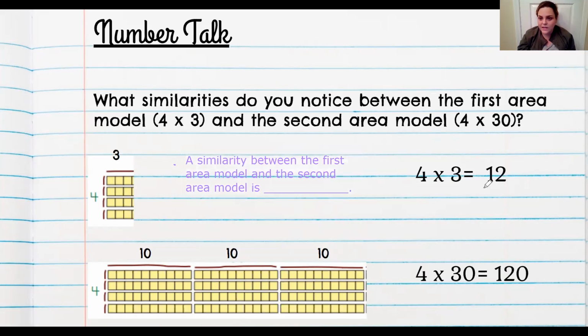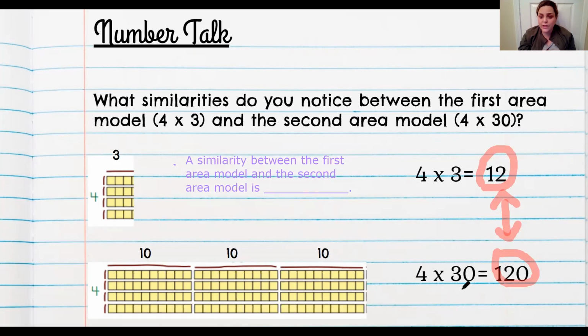It gave you 12. And then when you see the second area model, 4 times 30, it gives you 120. Both of these products are similar. We have a huge similarity, right? We're multiplying 4 times 3, 4 ones times 3 ones, or 4 groups of 3, and here we have 4 groups of 30.